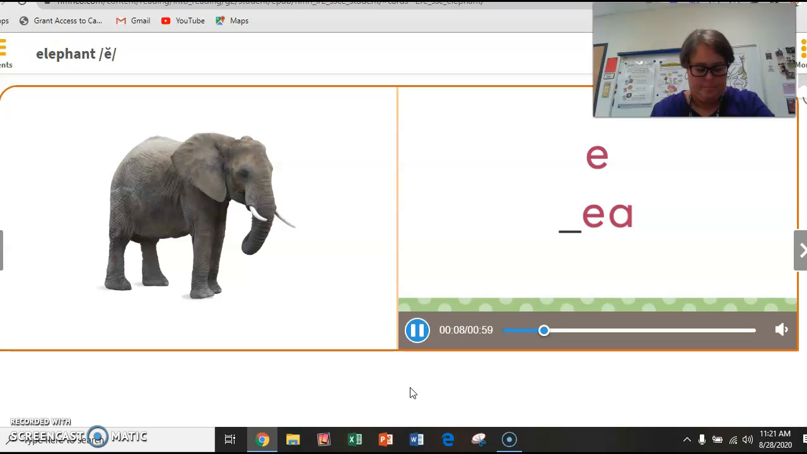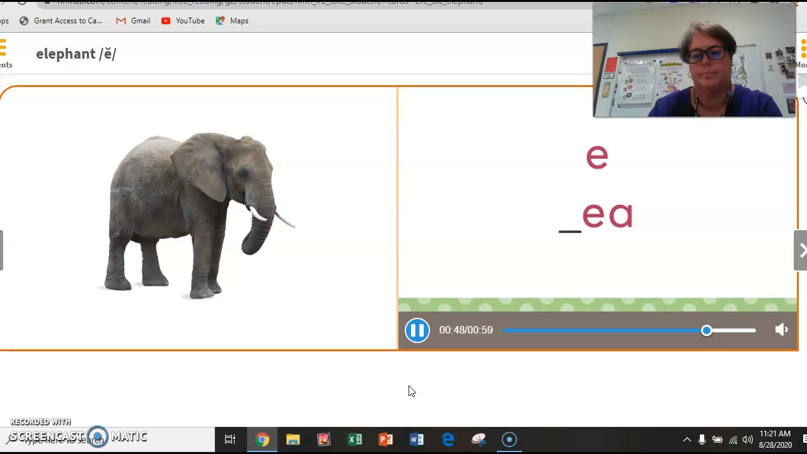Listen. Elephant. The letter E can stand for the short E sound. Together, let's say the sound, and then name this letter that stands for it. E. E. E. What is the first sound in elephant? Short E. What is the first spelling you see for E?